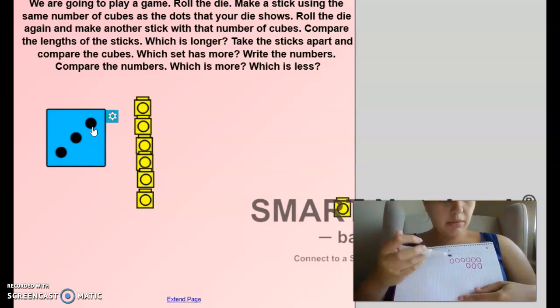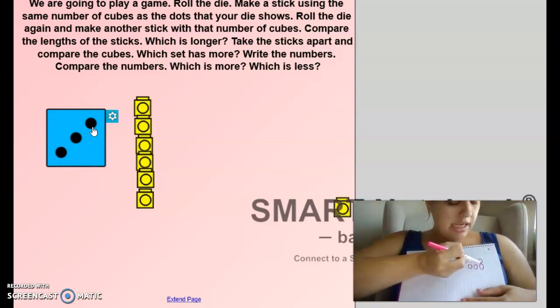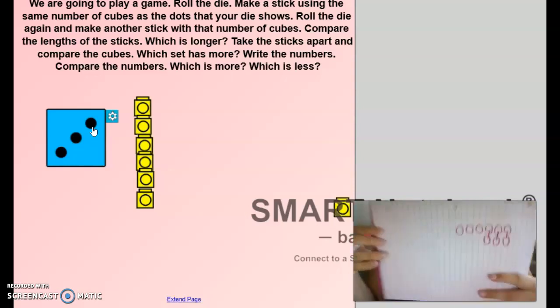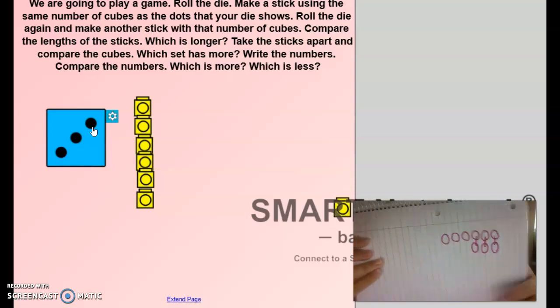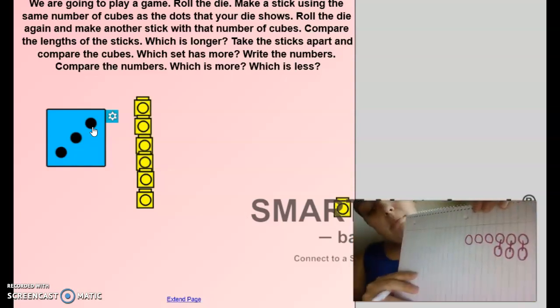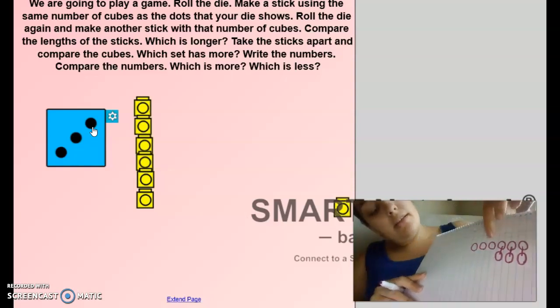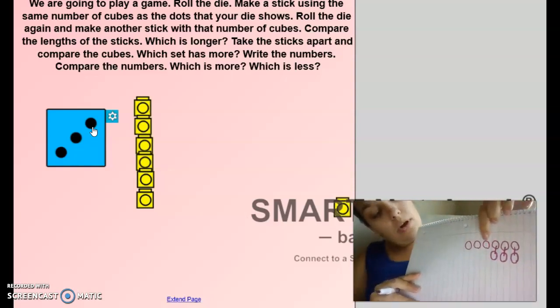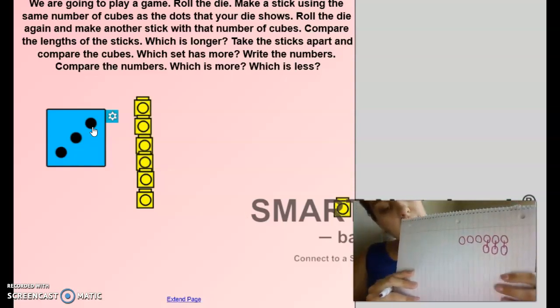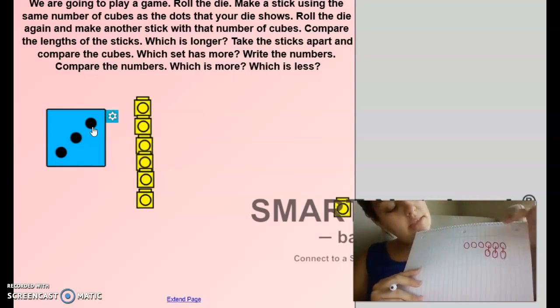Now, to figure out by how many, we can match our top row of circles to our bottom row. Each circle gets a match. Looking at our picture, how many more do I have in my longer circle chain? Let's see. 1, 2, 3. So we know 6 is bigger than 3.